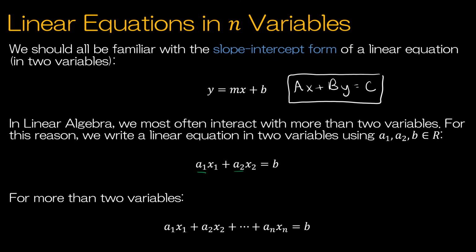So a1, x1, which could be like 2x1 plus 3x2 equals 7. So again, very similar to the standard form, using x1, x2, x3 instead of x, y, z. Again, for more than two variables, we would just continue that pattern, a1, x1, a2, x2, an, xn, and so forth equals some real number b.